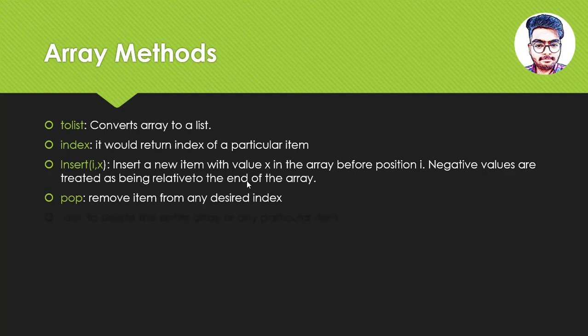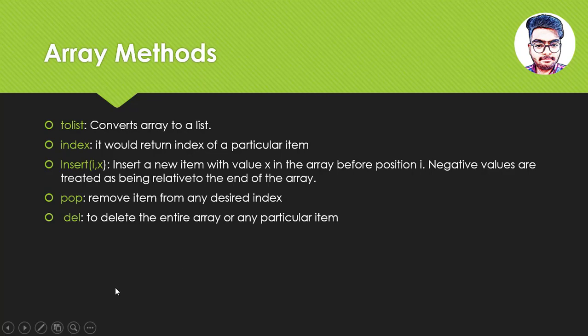It's pretty easy, right? Don't worry, we are going to do all this practically on PyCharm. I'm just giving you a brief about all the methods that we are going to discuss today. The del keyword is basically used to delete the entire array or any particular item. Let's go to PyCharm and see how all these work.